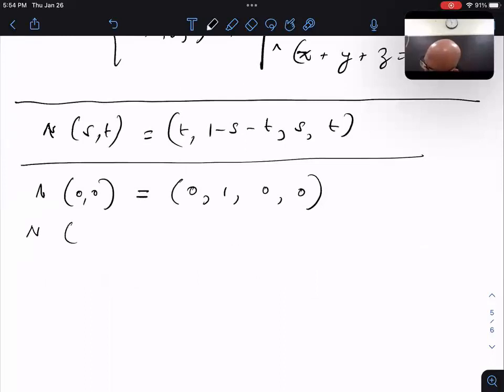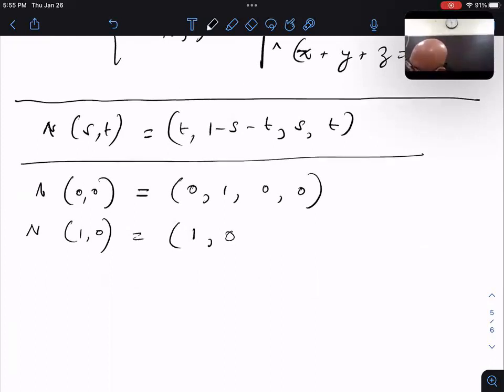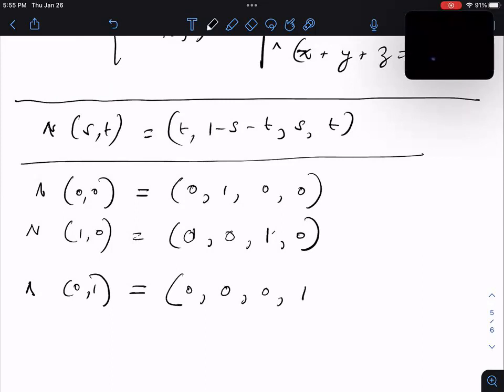Lambda of 1, 0 is equal to 1, 0. Oh, just a moment, I made a mistake. T is 0, so this is 0, 0, 0, 0, S is 1, 0. And lambda of 0, 1 is equal to 0, 0, 0, 1.